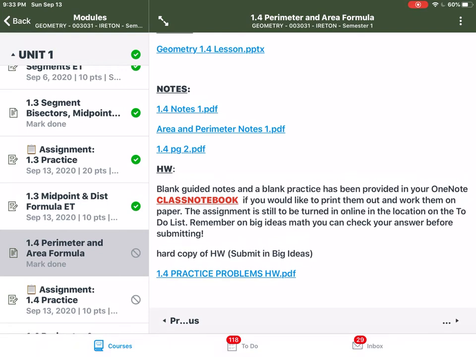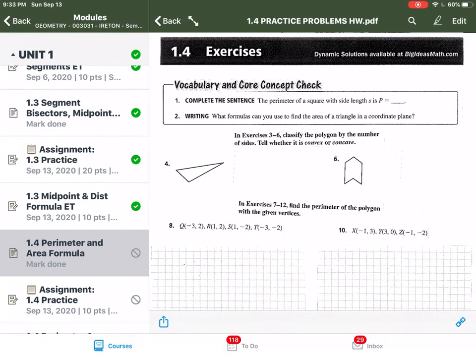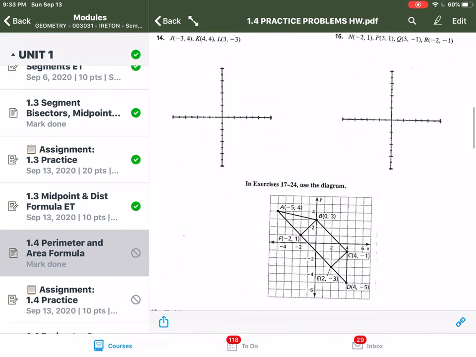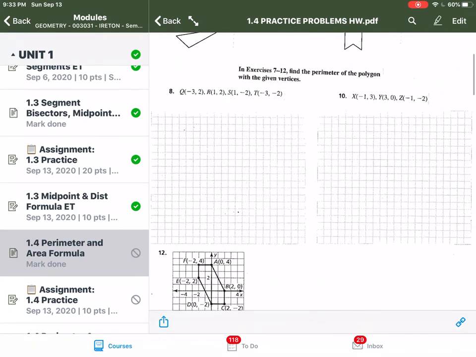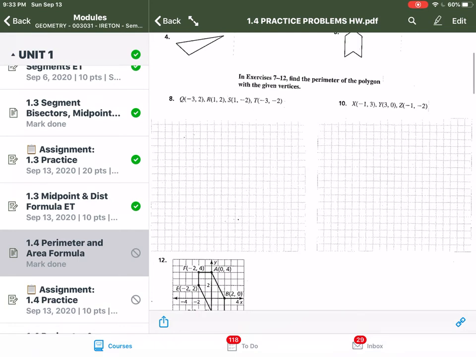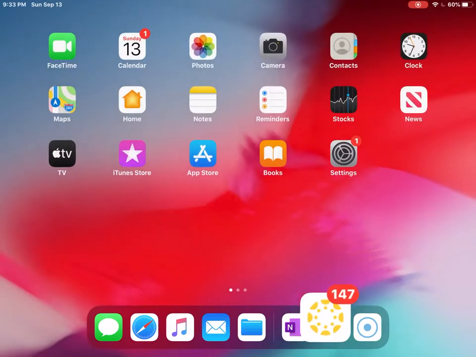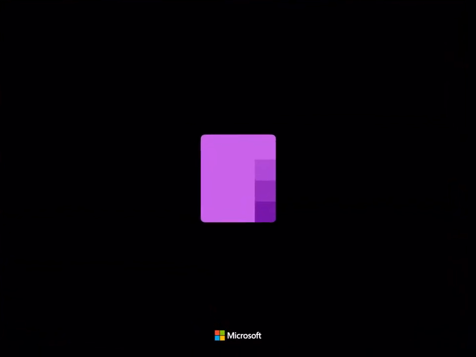The homework practice problems are going to be submitted in Big Ideas, but the PDF for them is right here. This is for you to work through the problems by hand before or during you working through them in Big Ideas. I'm going to go through problem 10 with you right now, which is asking you to find the perimeter of the polygon. I've copy and pasted this into my OneNote, and so I'm going to go in here and show you some things that I've written down.